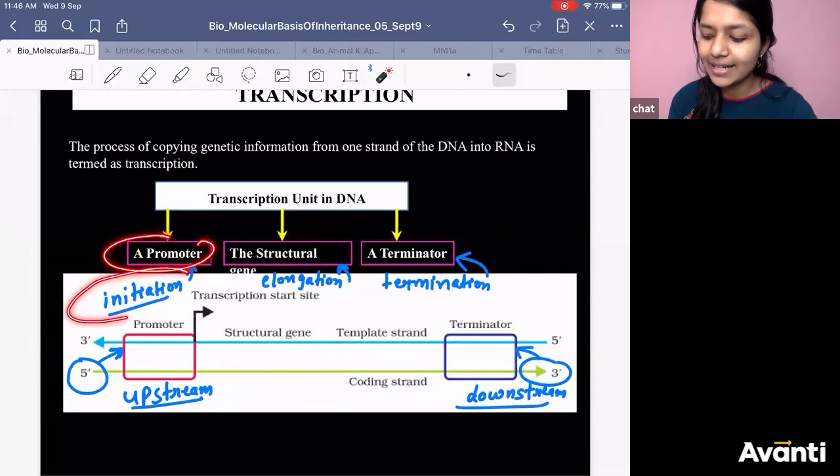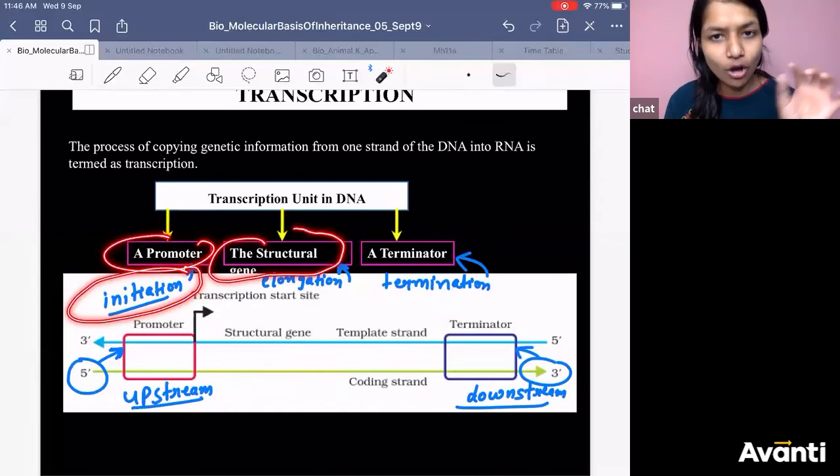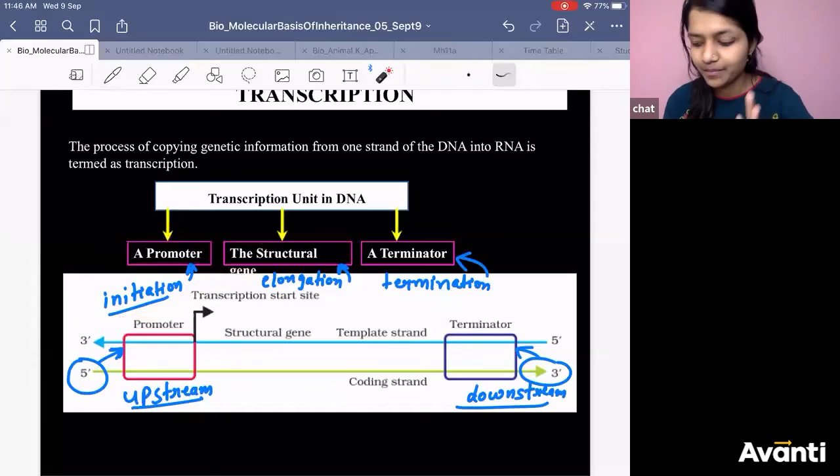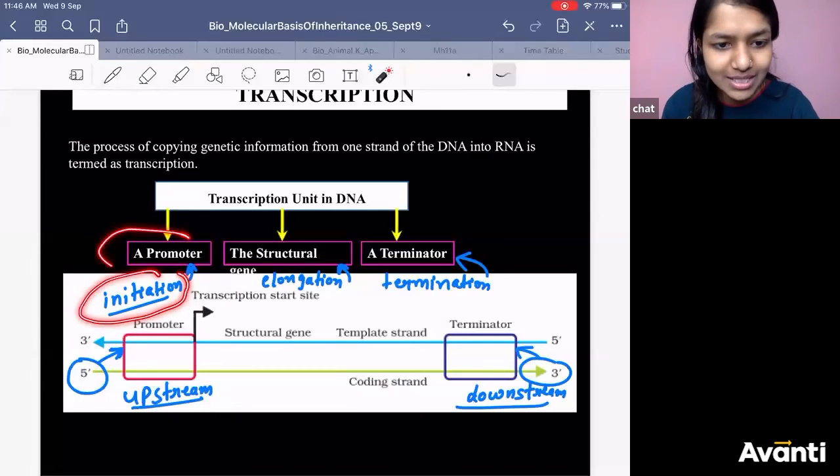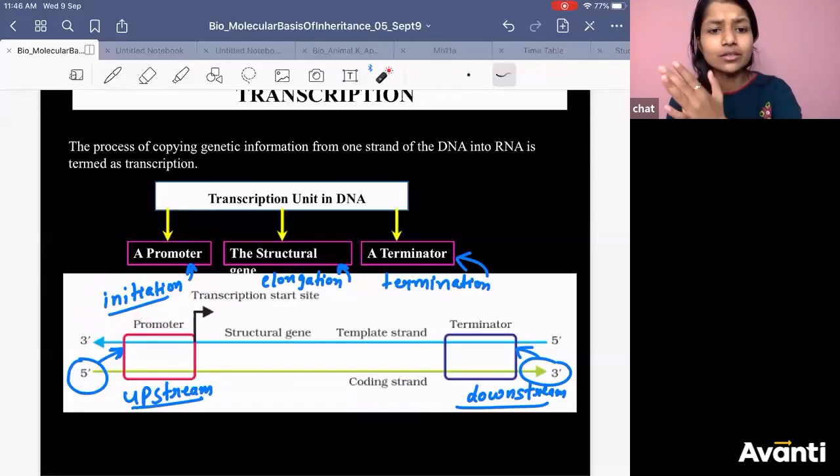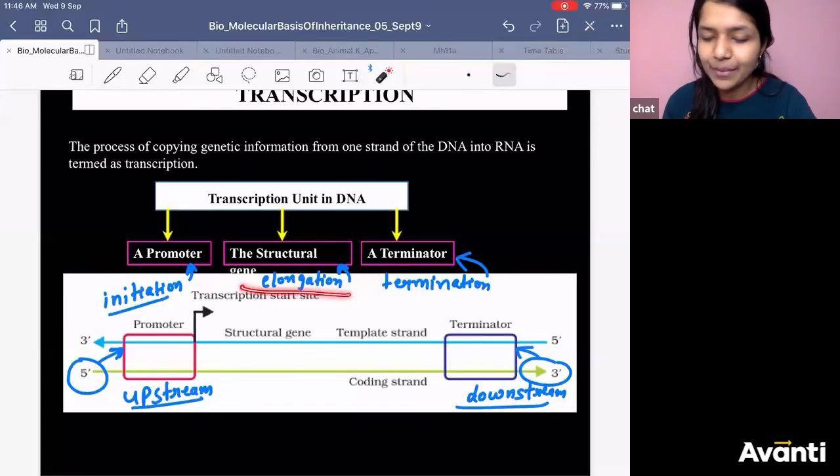Now what is the use of the promoter? The promoter helps in initiating the transcription process. At the structural gene, elongation will happen, RNA will be formed. Initiation will happen at the promoter site. Elongation of RNA will happen at the structural gene. And termination of RNA formation will happen at the terminator. What is the function of promoter, structural gene and terminator? Promoter, initiation. Structural gene, elongation. Terminator, termination.